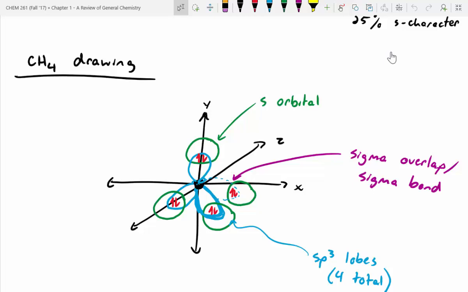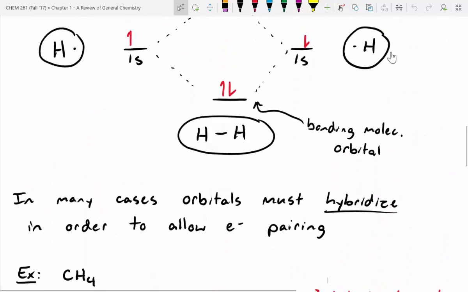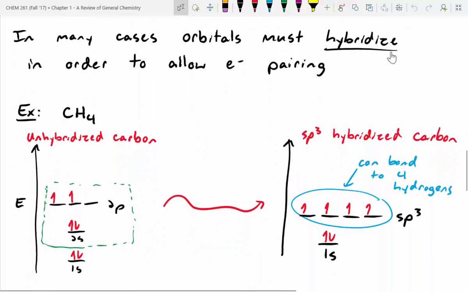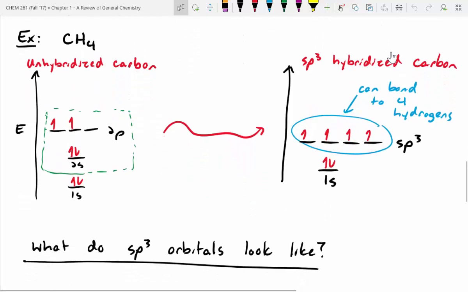All right, so yesterday in lecture, we finished up talking about sp3 hybridized atoms. And let's go back and briefly take a look at this again. I said, in many cases, you have to hybridize orbitals in order to allow for electron pairing. And the first one we looked at was methane.